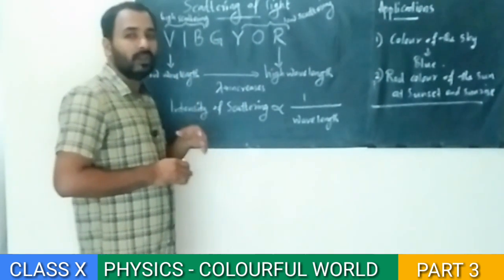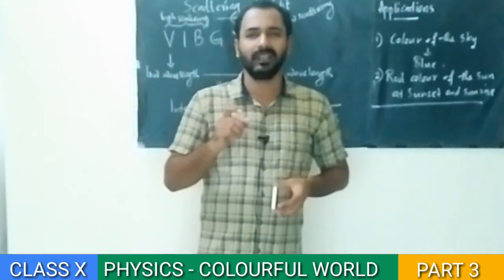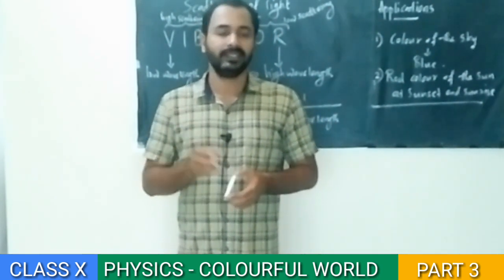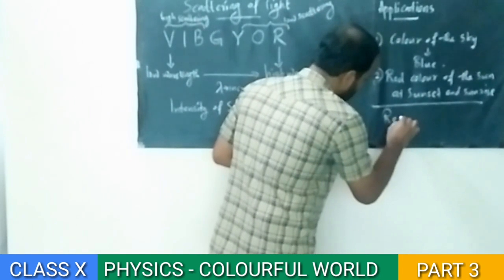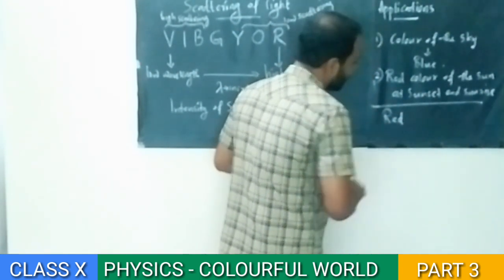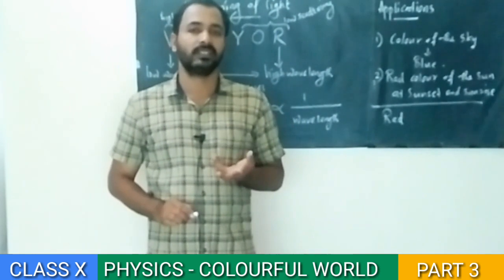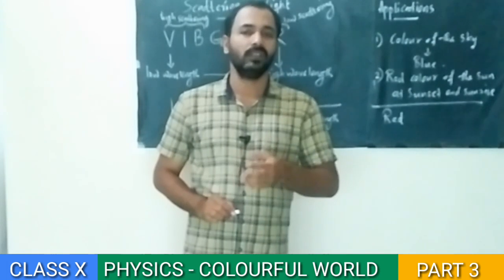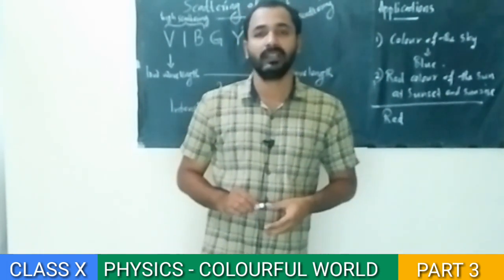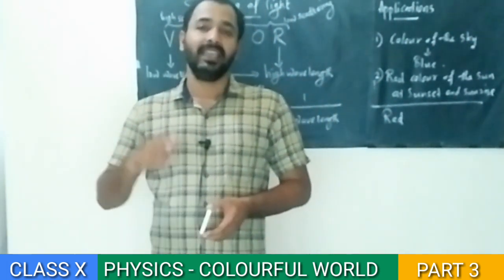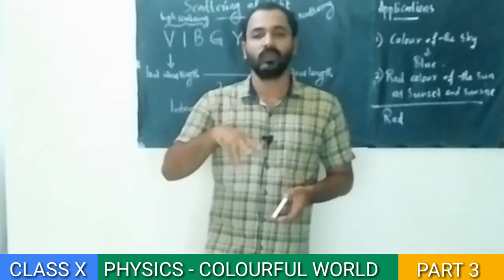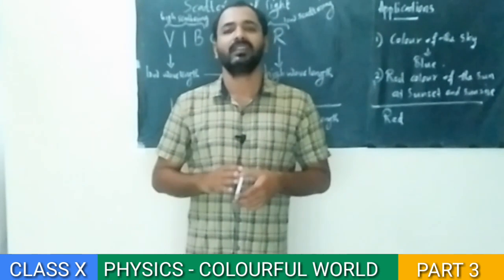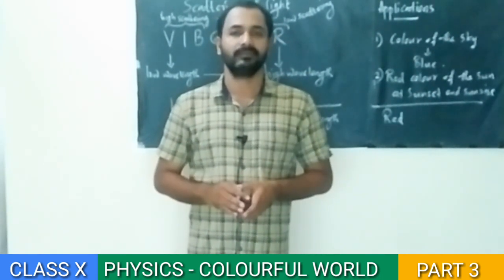Okay, we know danger signals. What is the color of the danger signals? Danger signals are red in color. Red color is used in danger signals. Why? Red color scatters least, or there is no scattering of red color, so it reaches a very long distance without scattering. That's why all danger signals are red in color.